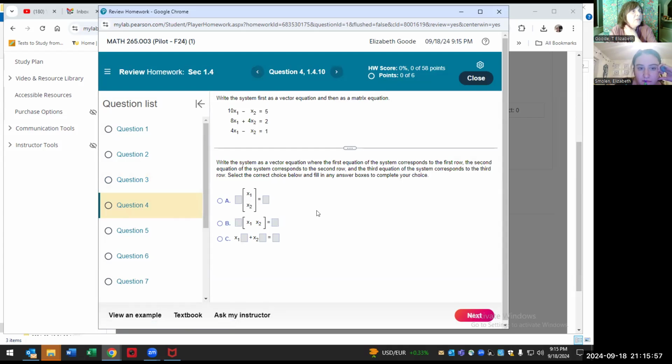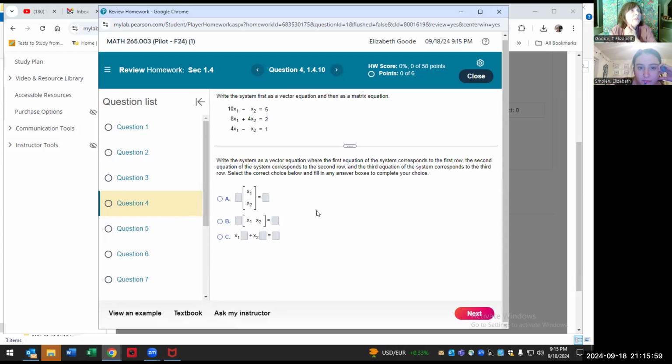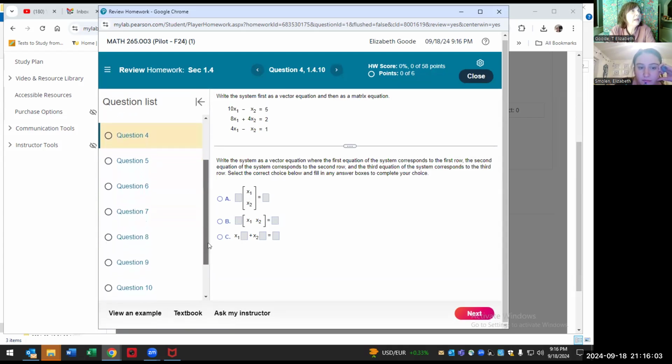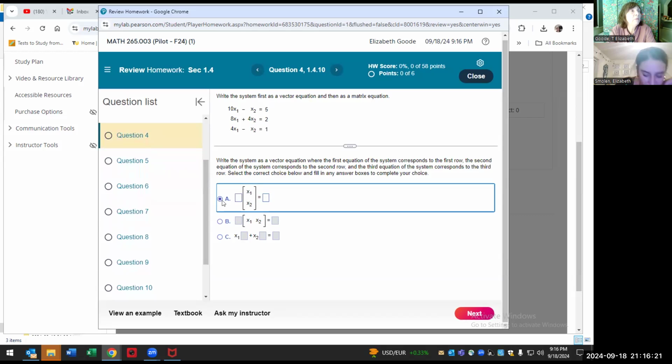I think this stuff is sort of just technical stuff in section 1.4. I don't think there's anything super deep going on yet. Here it says you're just practicing: write the system first as a vector equation and then as a matrix equation. The vector is going to be x1, x2, written vertically, because we write the vector X in vertical form.